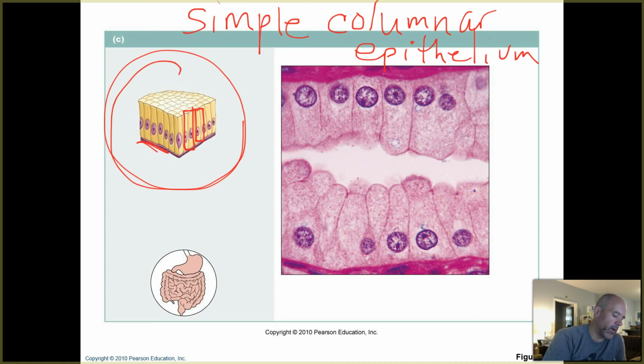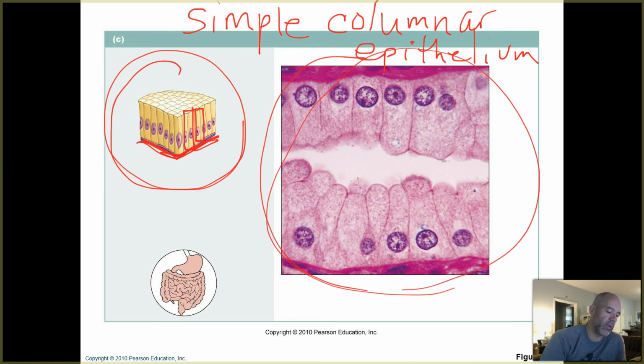And again, the pinkish purple border down there on the bottom is called the basement membrane, and that is what is attaching that simple columnar epithelium to the tissues underneath it, which are connective type tissues. This picture over here is what it would actually look like under the microscope after you apply dyes to it, and this actually came from the small intestine.